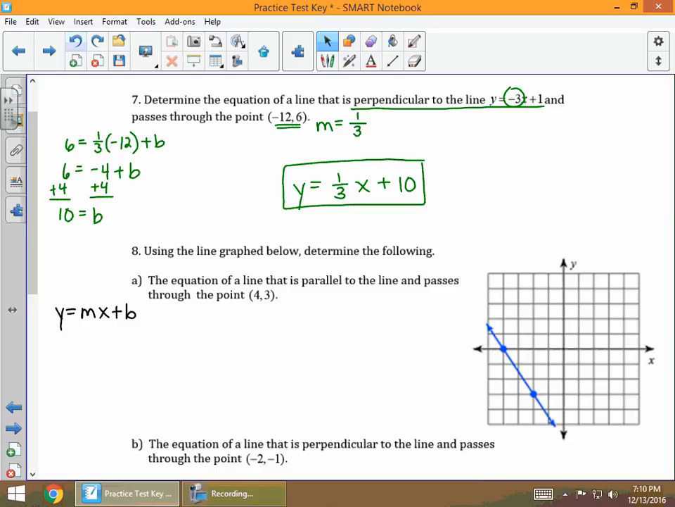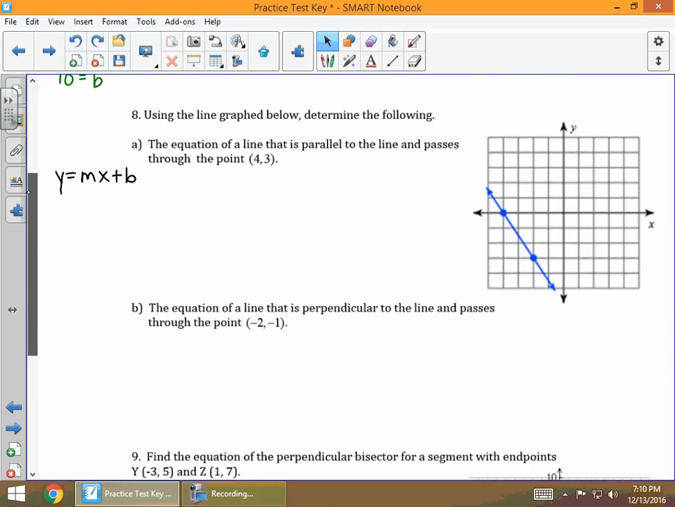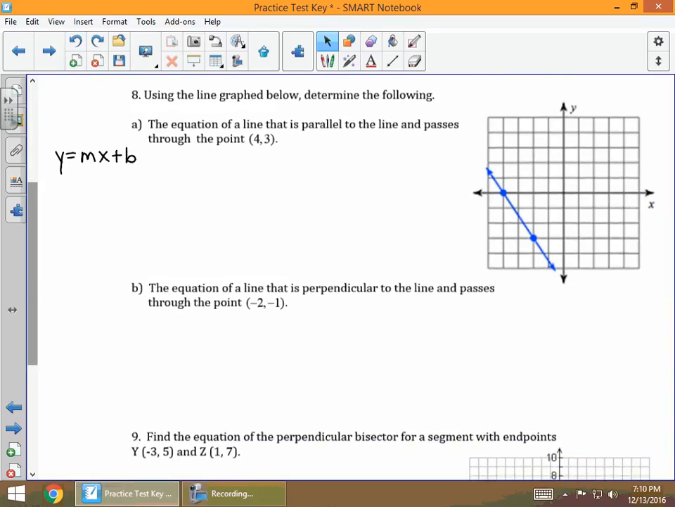Okay, I'm going to drag my y equals mx plus b down because number 8, again, I'm finding the equation of a line. So it's still y equals mx plus b. And it says that this line has to be parallel to the line that's shown in the graph. So this line in the graph has a slope. So my rise is -3. My run is +2. So my slope is -3/2. That's my rise over my run.